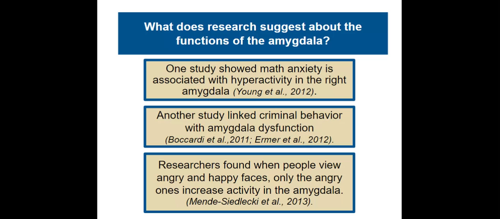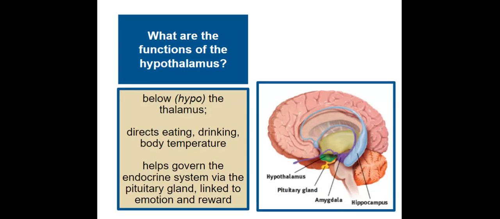Okay, hypothalamus. So the hypothalamus is going to be crucial in our eating, drinking, and controlling our body temperature or homeostasis. Okay, or homeothermic, sorry. It also helps govern or oversee the endocrine system via the pituitary. The pituitary, remember, is the master gland of the endocrine system. We also see it being linked to rewards and punishments, as well as other emotions.